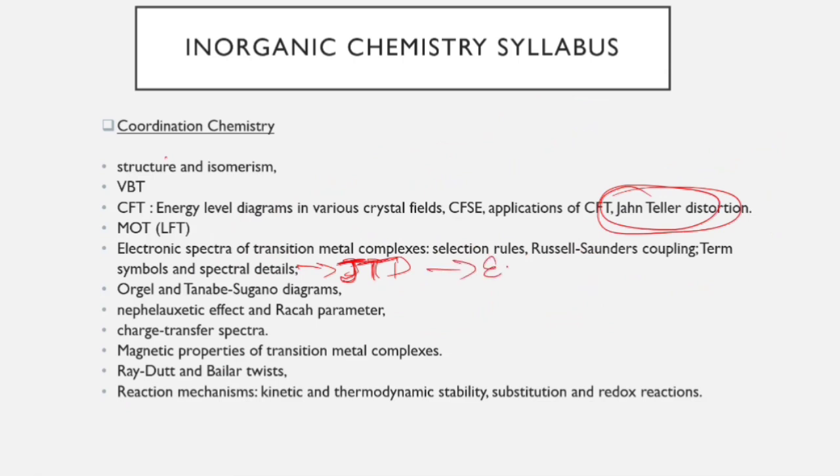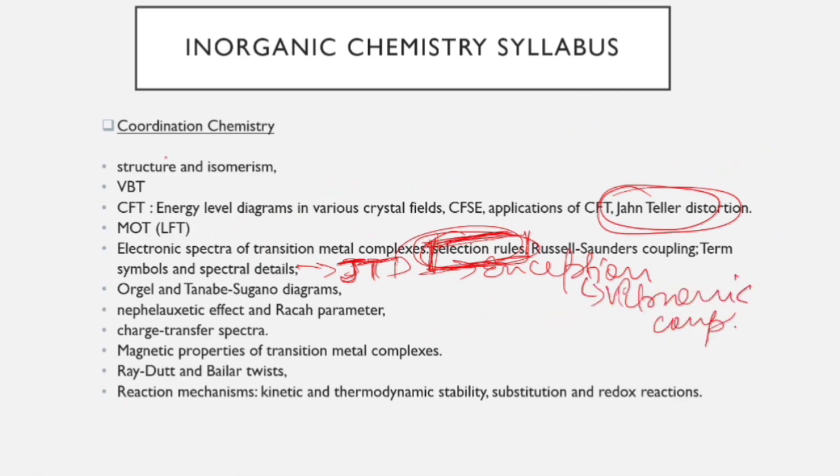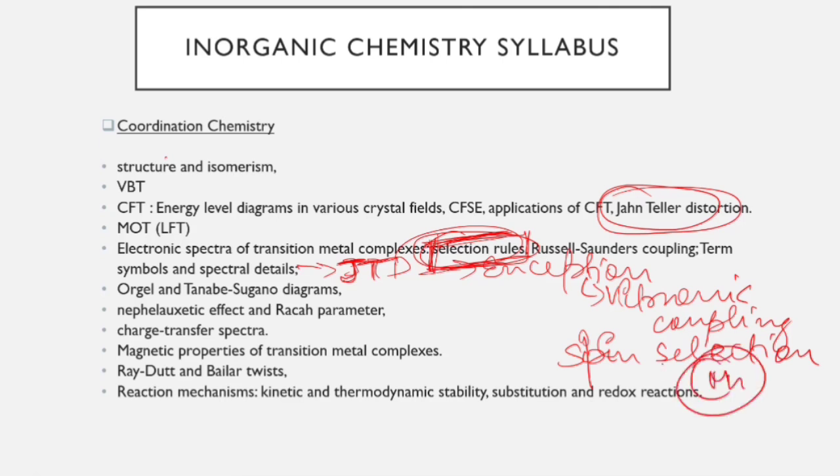Further, there are some exceptions which are against the selection rules. Basically, if some transitions are not following the selection rules, but we still have the transitions. So these are based on vibronic coupling, and there is a spin selection rule, which is not valid like in case of Mn complexes. So in Mn complexes, spin selection rule is not valid. So basically, these are the things till your electronic spectra.